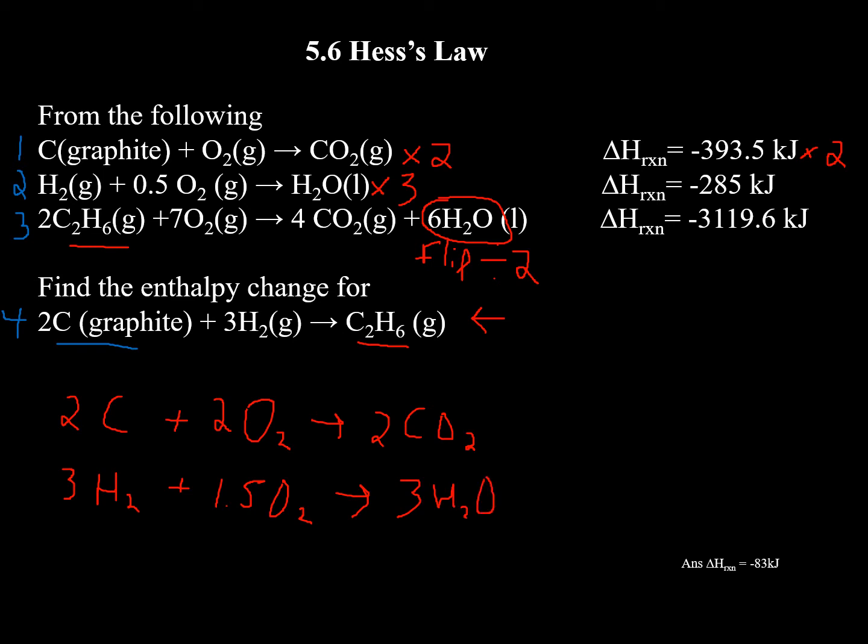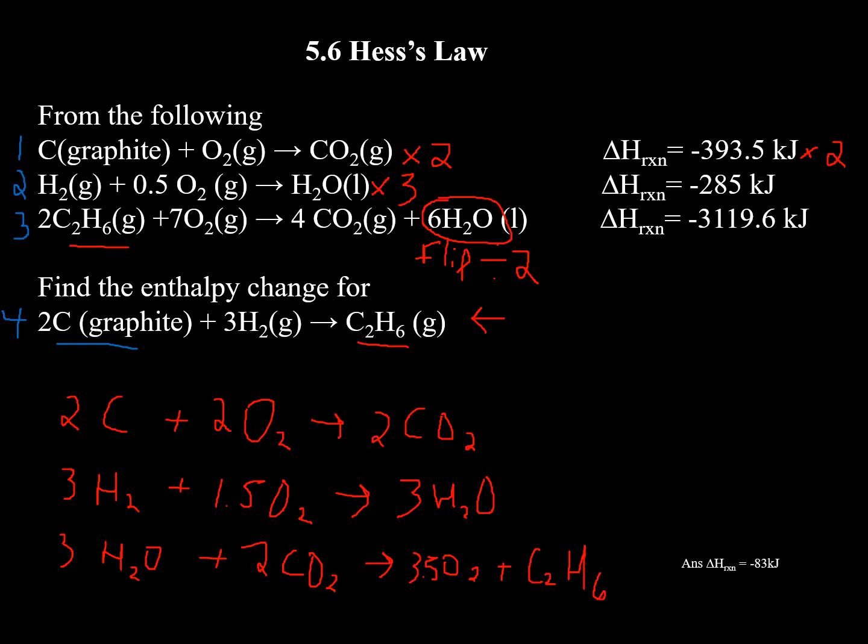And for line number 3, we flipped and divided by 2, so we come up with 3H2O plus 2 CO2 gives us 3.5 O2 plus 1 C2H6.